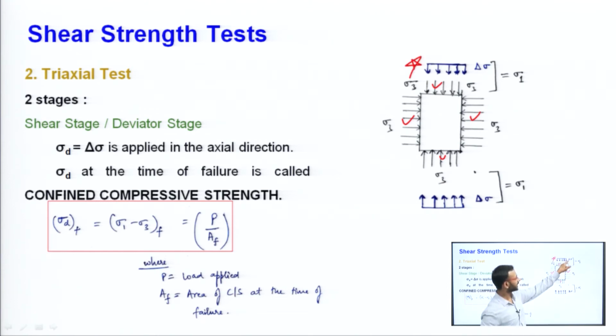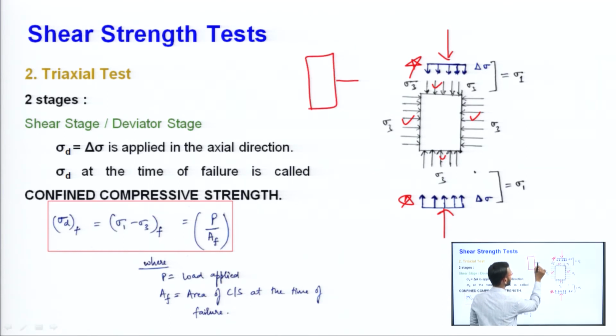Okay, this delta sigma, you are only applying in the vertical direction. So in the vertical direction means this here and this here. These are the two things here, delta sigma, delta sigma. Now you can understand that in the horizontal direction how much force is acting, how much stress is acting here, that is sigma 3.